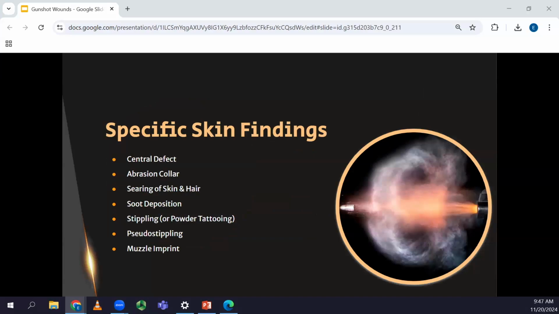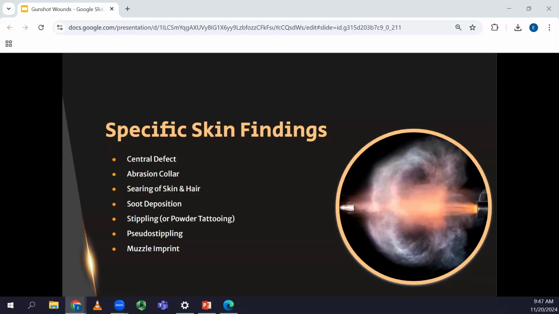So specific things that you're going to look for: skin findings, right? I'm going to give you both the words that we tend to use, which if you feel comfortable using, you definitely use, and then just basic words and terminology you use on a day-to-day basis.